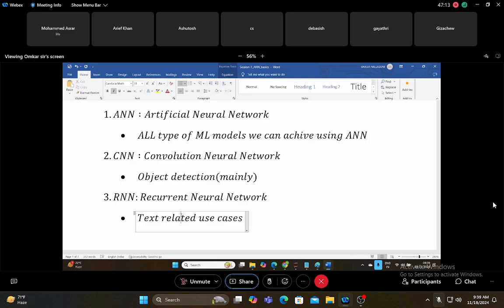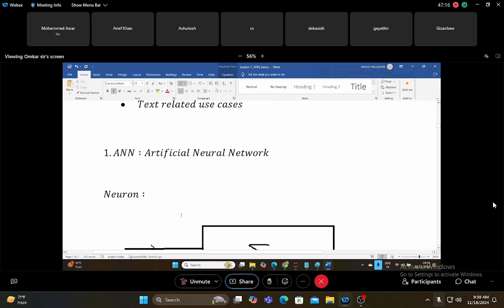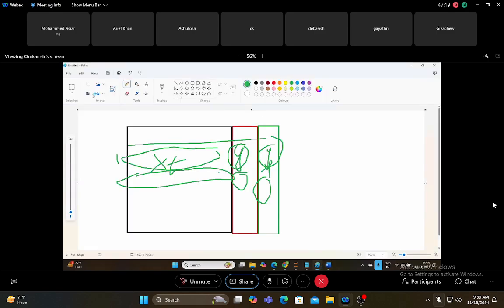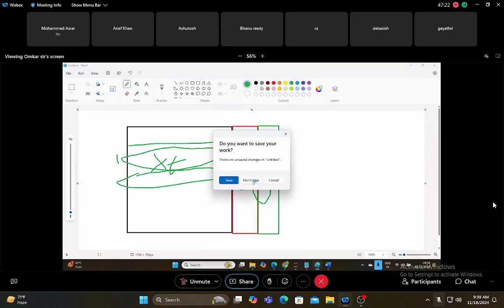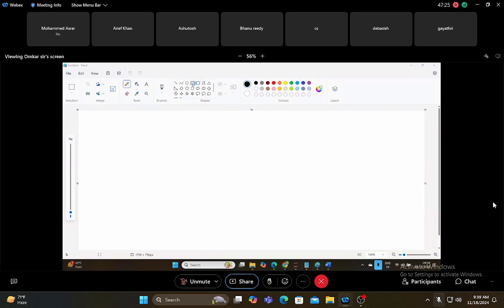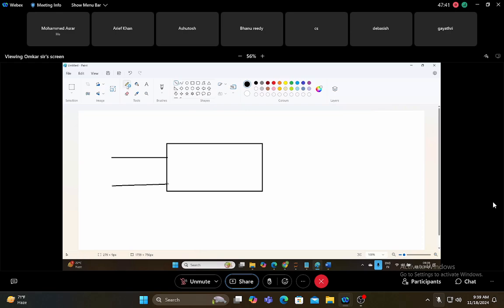Now put heading ANN, artificial neural network. Suppose, let's take graph theory first, a graphical visualization. This is A. This is B.